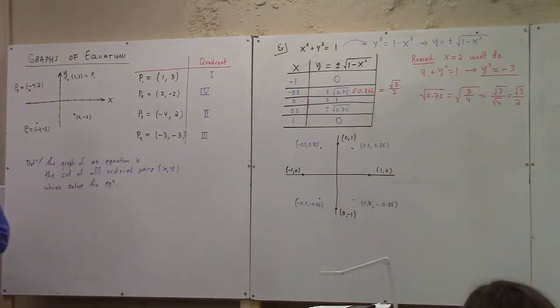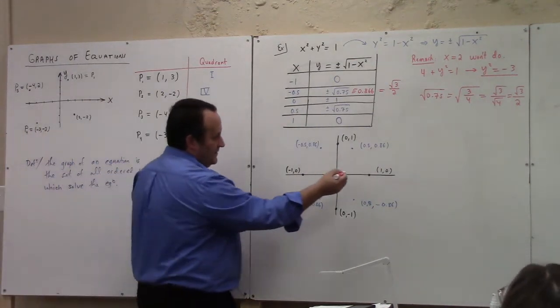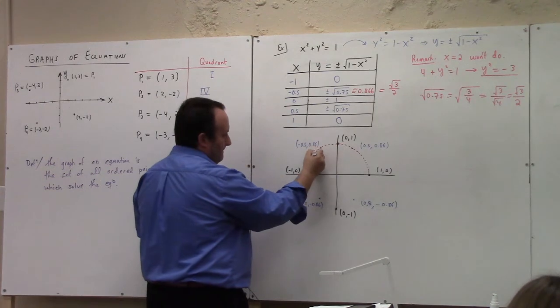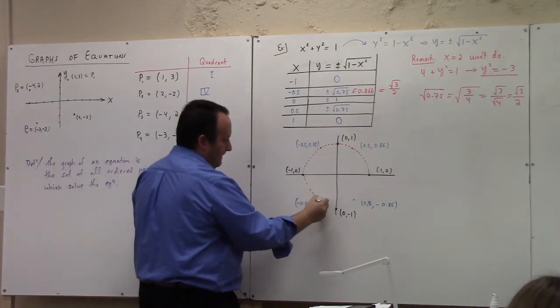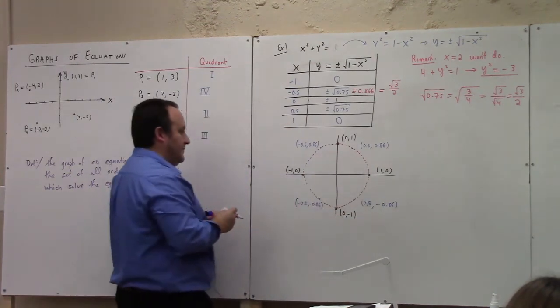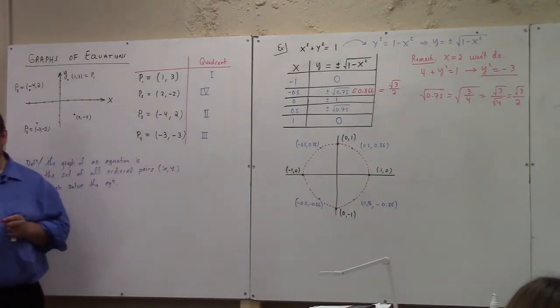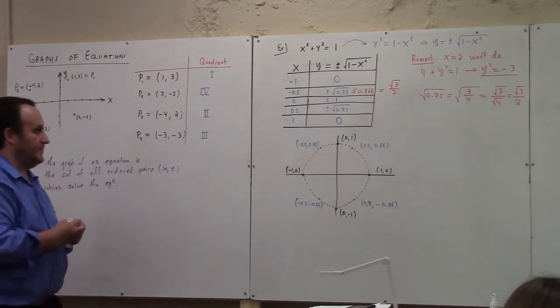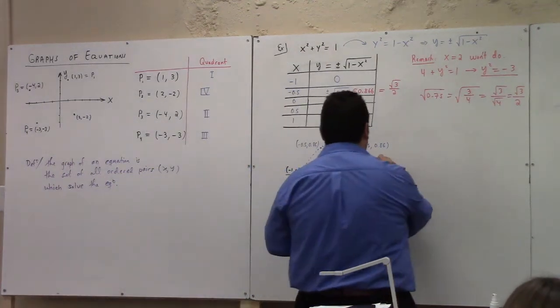And then we can try to connect the dots to see what the graph is, right? So up to the limits of my artistry, the graph of this equation is a circle, right? So in fact, we've just graphed the so-called unit circle.